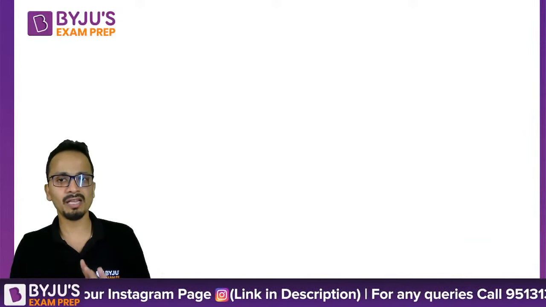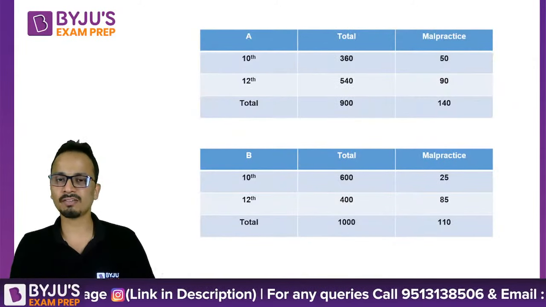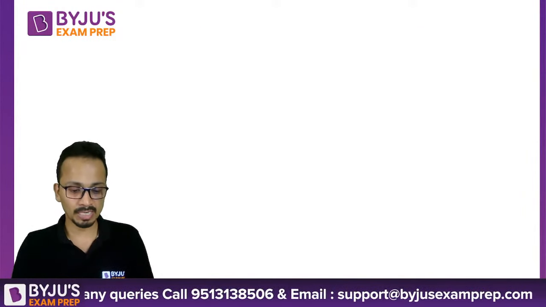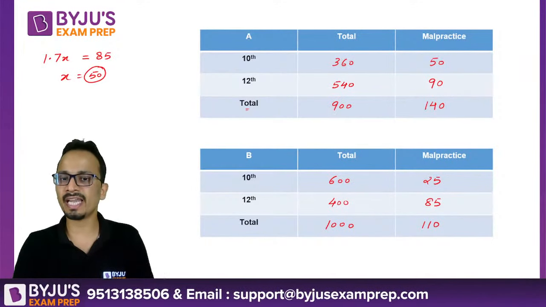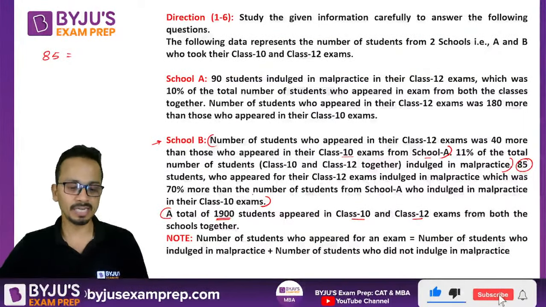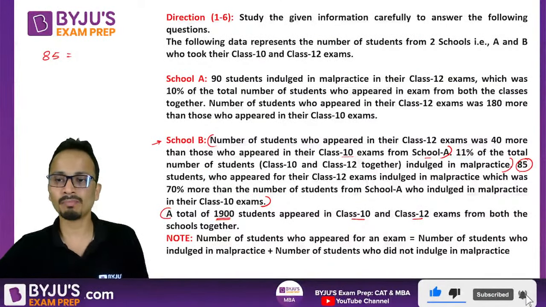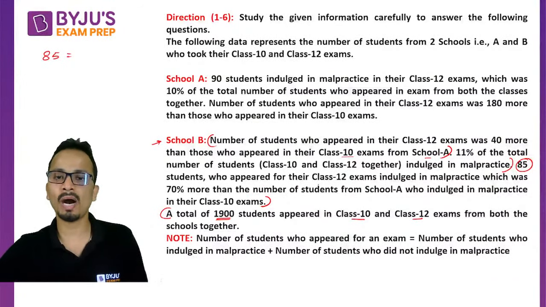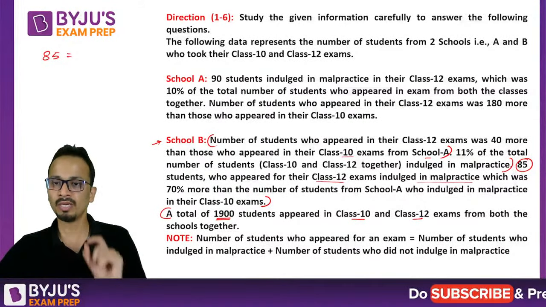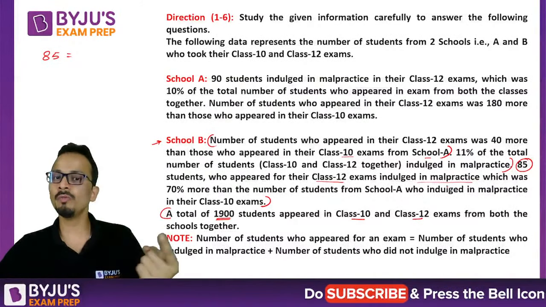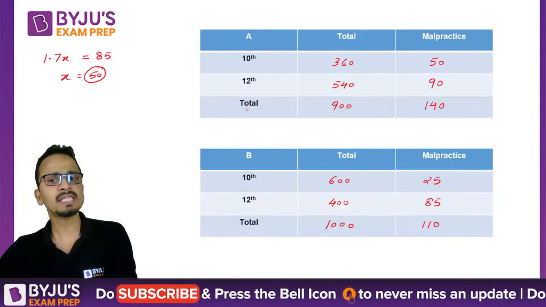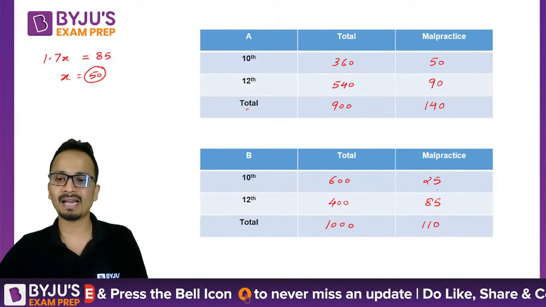So this is the table. Let's finalize this table. So these are the values. Now let's move on to the questions one by one. Okay, now Mamta, you are saying that you didn't get 85. So Mamta, 85 ये जो number है, this is already given in the data directly. So Mamta, it says that 85 students who appeared in class 12th exam indulged in malpractice in school B. So school B में 12th standard में malpractice के 85 students हैं. This is directly given in the paragraph.